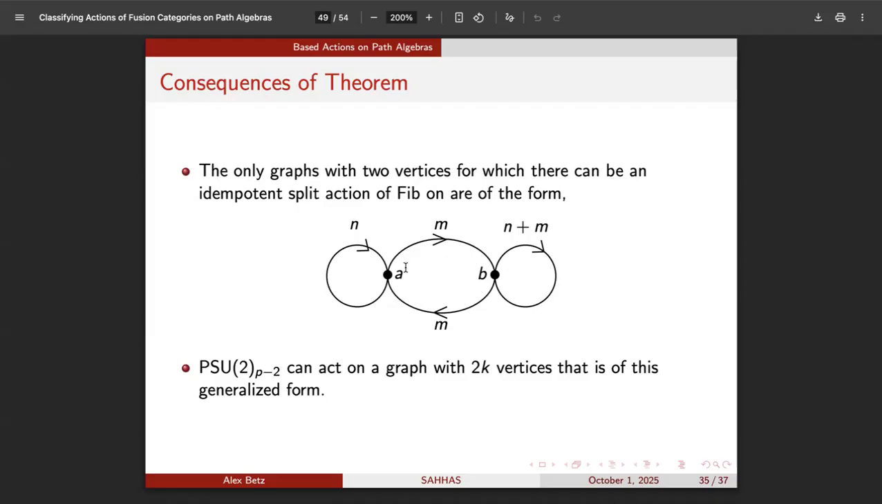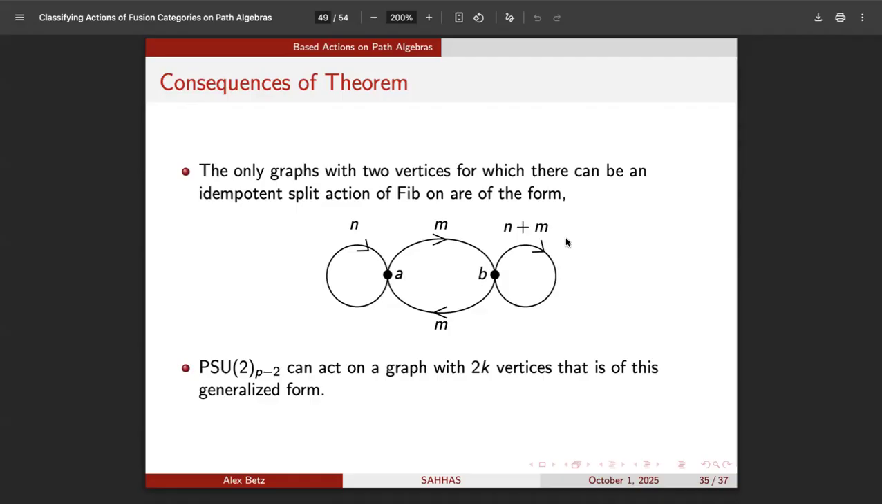If you had 4 vertices, you'd partition them into sets of two, and then the paths within each of these subgraphs look like this, and the paths from one partition to the other partition look like this as well. And so this is really explicit, right? But what I was able to show is that these actions all have to follow this structure for PSU2 at depth p minus 2.